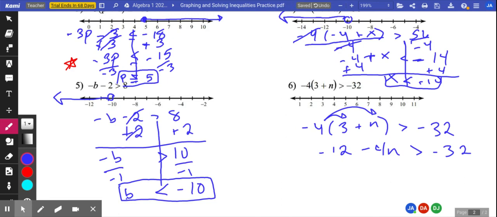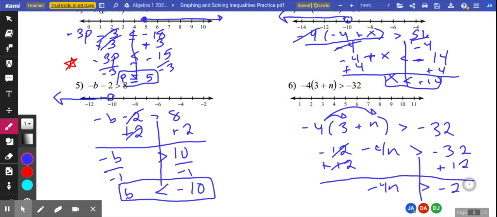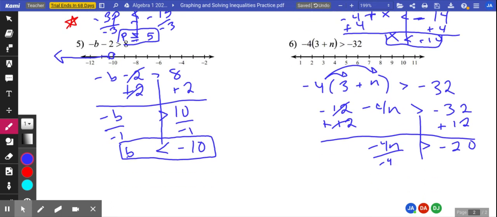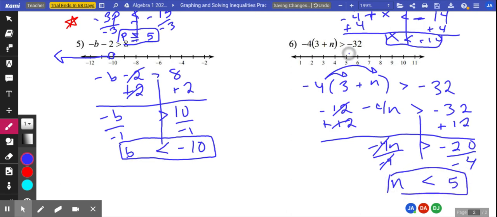So we want to get the n term alone, so we add 12 to both sides. We then have -4n is greater than -20. Divide by -4 on both sides. Since we're dividing by that -4, we have to flip the inequality. -20 divided by -4 is +5. So now we have n is less than 5.